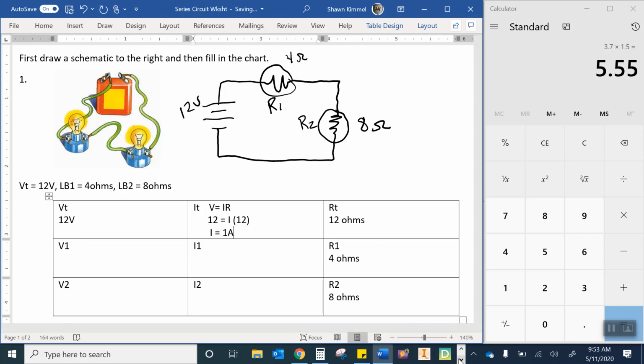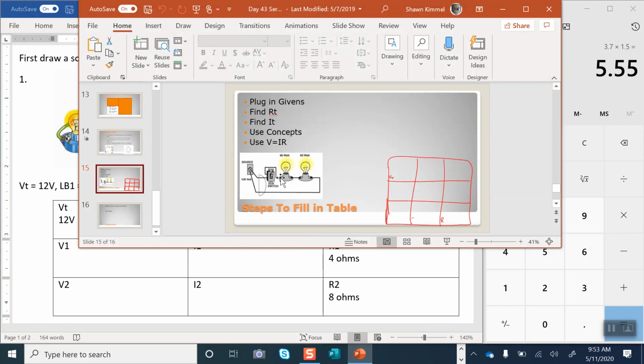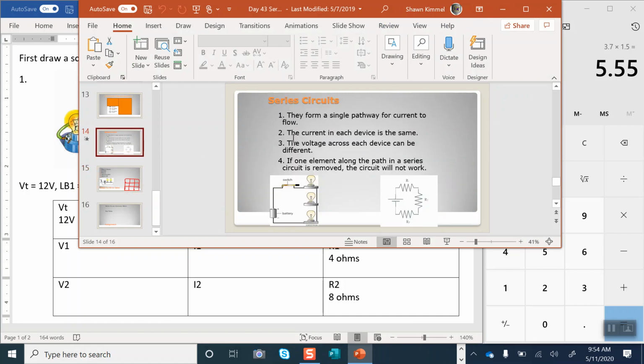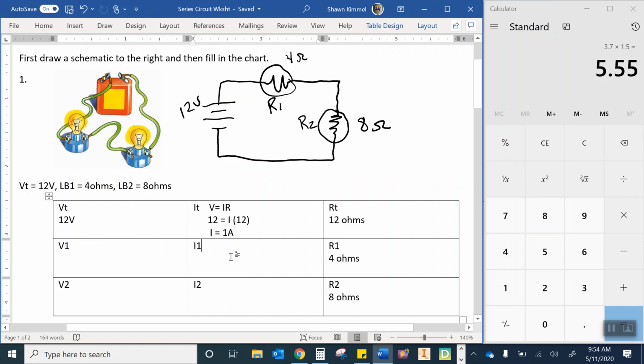Well, the next step we said was to use concepts. What was the concept we knew about series circuits? Well, the current in each device is the same. The current is the same. So that means in each one of these devices, meaning this light bulb and this light bulb, also has to be 1 amp.